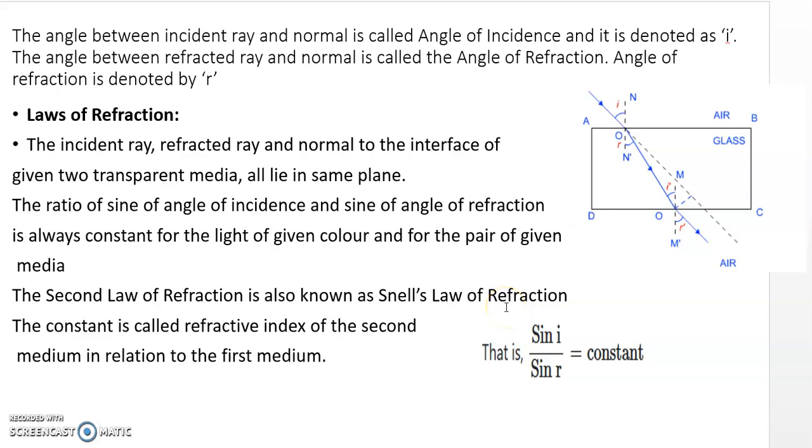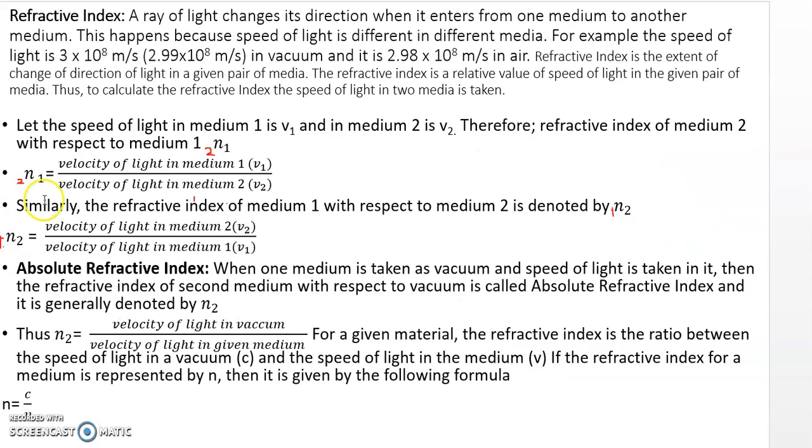So this constant is called what? It is called the refractive index of the second medium in relation to the first. That is, the second medium is this in relation to the first. And how do you represent it symbolically? It is represented like this: refractive index of the second medium with respect to the first. So that is what we have studied.